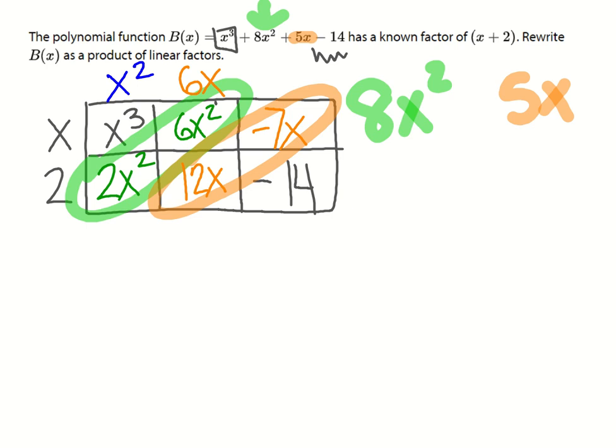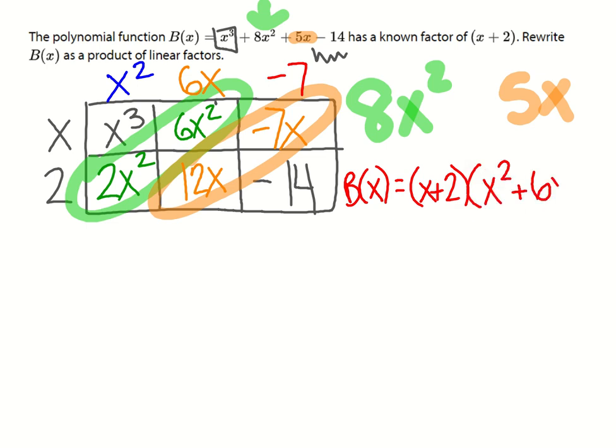So now I can fill in the rest of my table. I have x times what will give me a negative 7x, and I know it has to be a negative 7. So now, just like we previously had, I know that b of x is equal to x plus 2 times x squared plus 6x minus 7. But we are not fully broken down into linear factors yet. I still need to break down this trinomial.